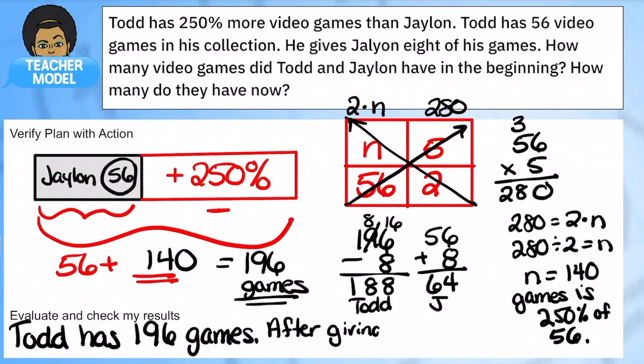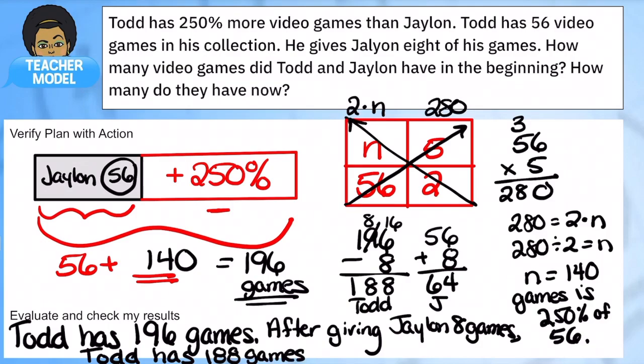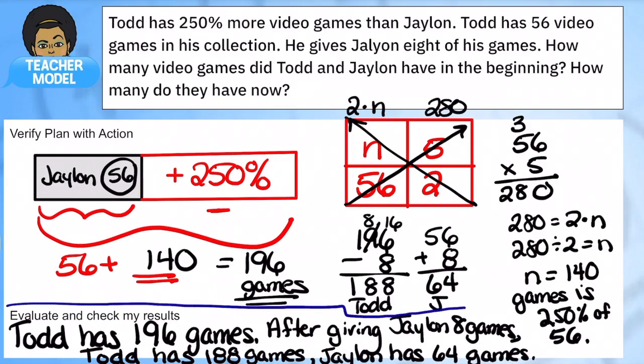So after giving Jalen 8 games, Todd has 188 games. Jalen has 64 games. And voila! We have it all here, Math Marvels. Great job. So I'm just going to box my answer. We've done a lot of work, so you can put this into your notes as well. But I want to make sure my final answer is a full sentence that anybody can follow and people can see our work. So hit pause so you can jot this down in your notes and get into your practice. We'll see you in the next lesson, Math Marvels. Take care.